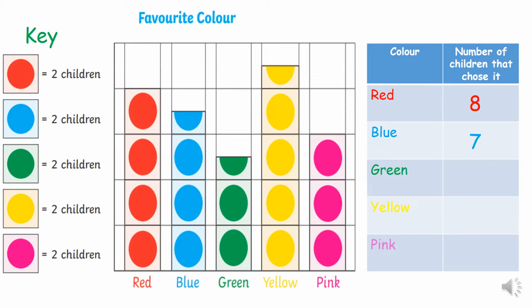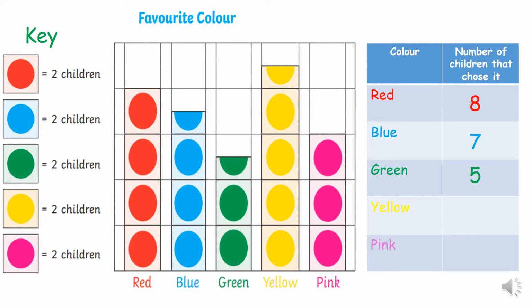So let's have a look at the green part of the pictogram and see how many children chose green as their favourite colour. You might notice again there is half a counter. That does not mean 2 children chose it. That means 1 child chose it. So we've got 2 green counters, 2, 4, and half a green counter, which is 1. So 2, 4, 5.